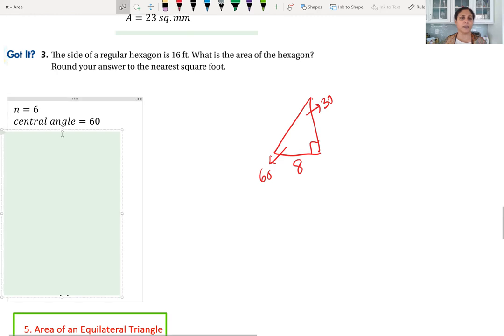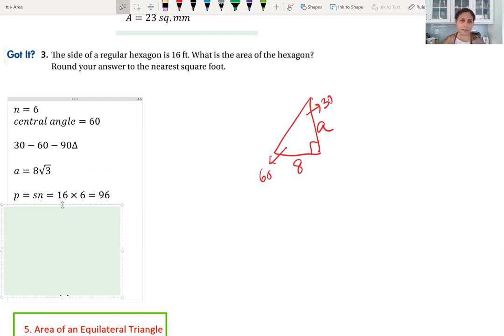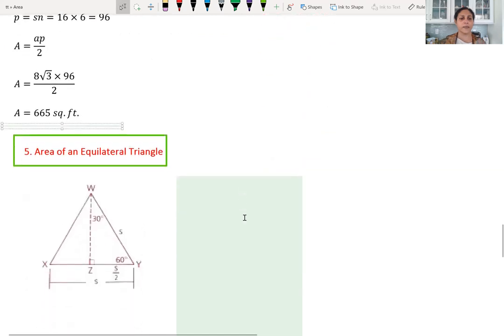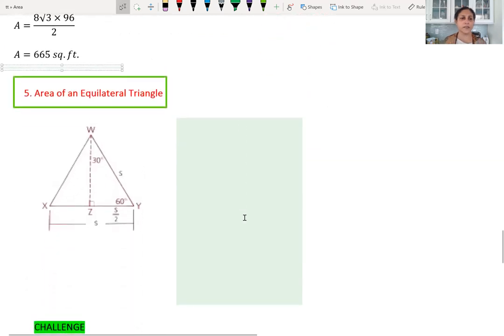And so let's give this a try. So again, we have a 30-60-90 triangle, and the apothem, which is on the right side over here, is going to be 8 radical 3. And then the perimeter is going to be 16 times 6, which is 96. And you plug it into the formula and you divide by 2. And again, a whole number is fine. The answer is 665 square feet.